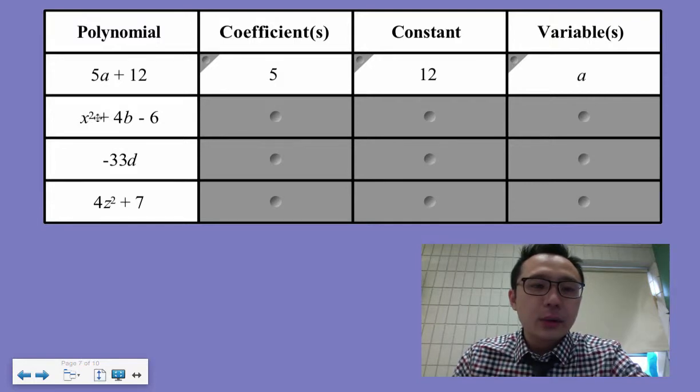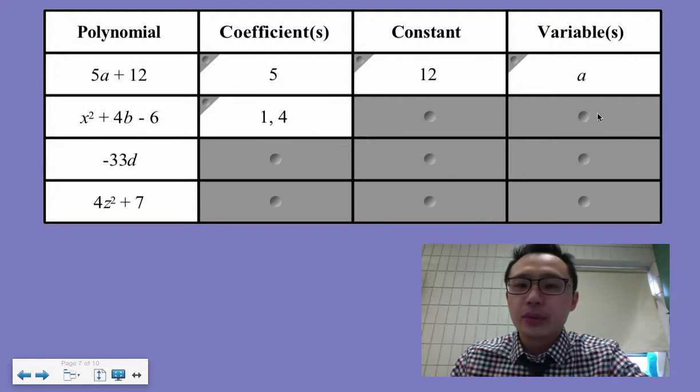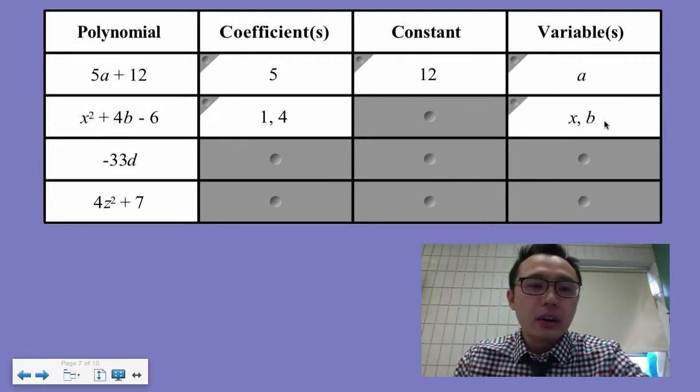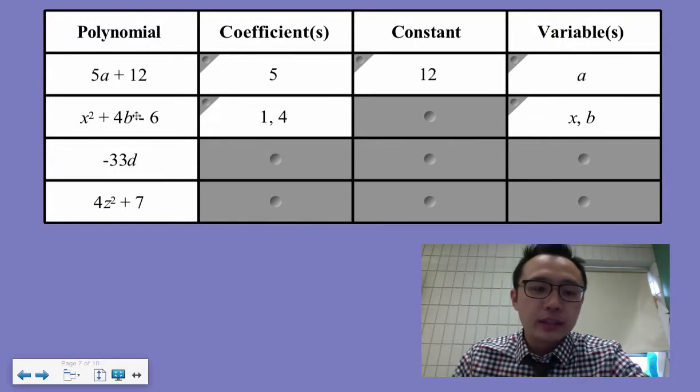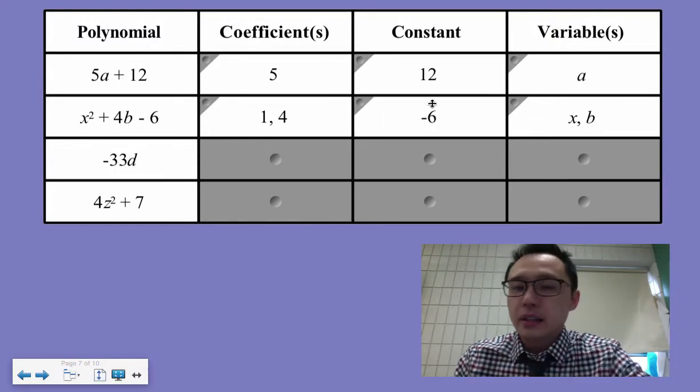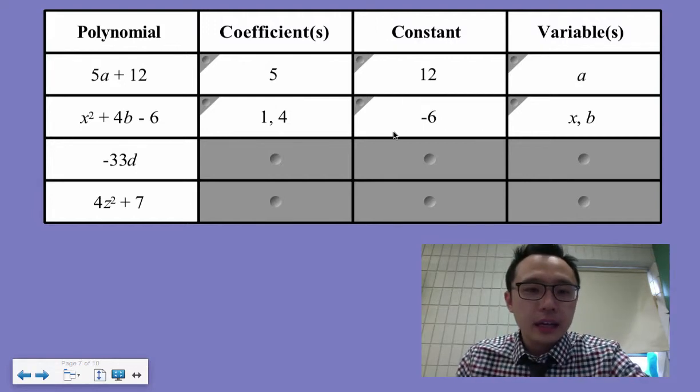Next one, x squared plus 4b subtract 6. Coefficients, you're going to have 2 of them, because one is in front of the x squared, and one is in front of the b. Both of these are variables, so x and b are your variables. What's your constant? That's your standalone number, which is subtract 6, or negative 6. Okay, so that's your constant.